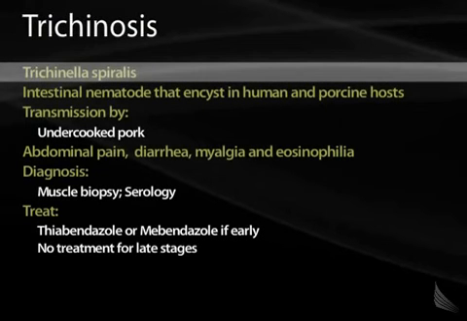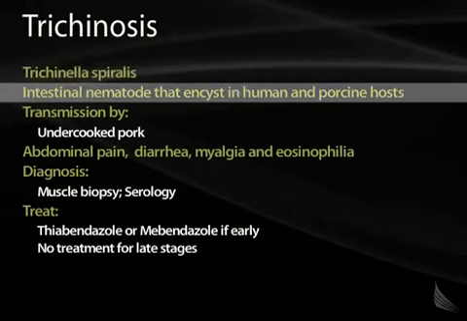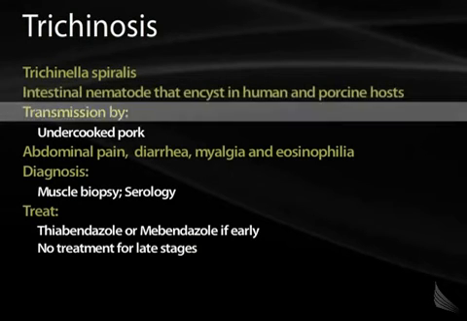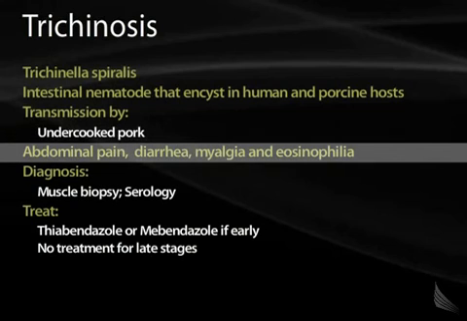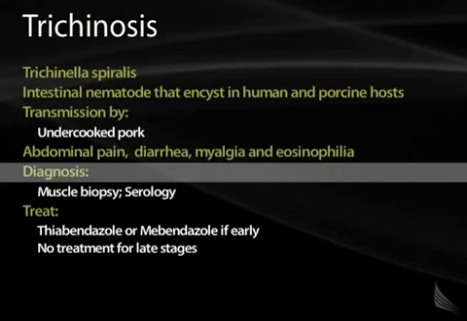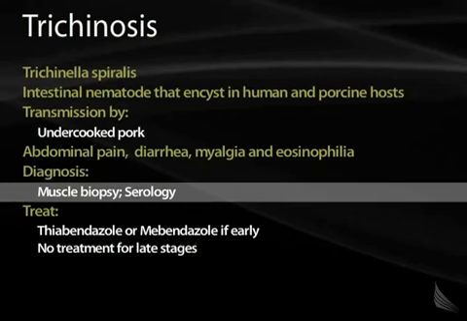Trichinella spiralis causes trichinosis. You have an intestinal nematode that persists in the human and porcine hosts. We get it by eating undercooked pork. It causes abdominal pain, diarrhea, myalgia, and eosinophilia. You diagnose this, and it's unique, with a muscle biopsy. In trichinosis, we're not looking at the stool, we're not looking for eggs. We can do serology or muscle biopsy.